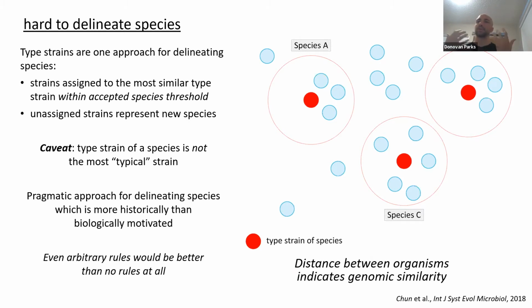So this again is a pragmatic approach, but it's basically historically motivated much more than it is by any underlying biological mechanism. This goes back to what was proposed by Doolittle and Papke, that just having some rules is necessary basically to move forward. Now, I don't think these are arbitrary rules.